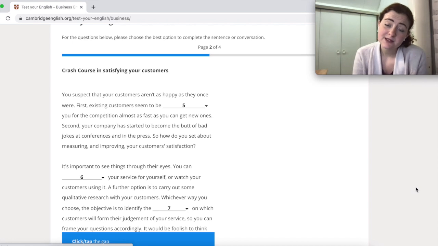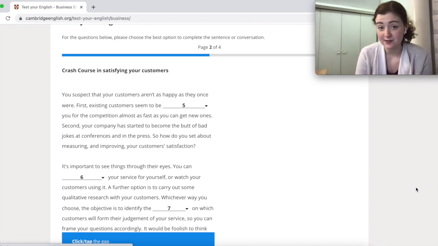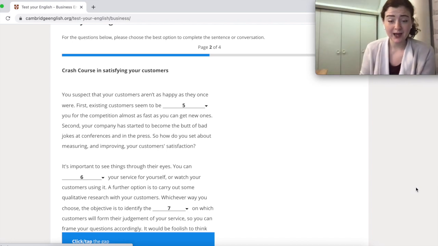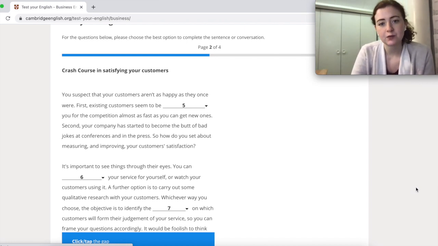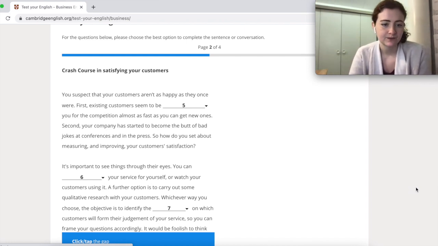Okay guys, for the next part, we have a fill-in-the-blank exercise. I will go ahead and read the full paragraph, leaving the gap or the blank space blank, and then I will show the answer options.